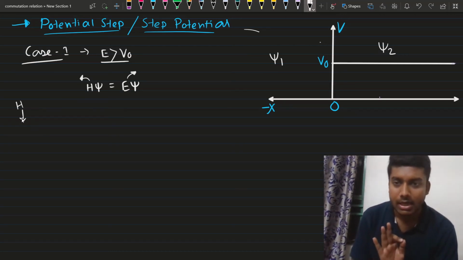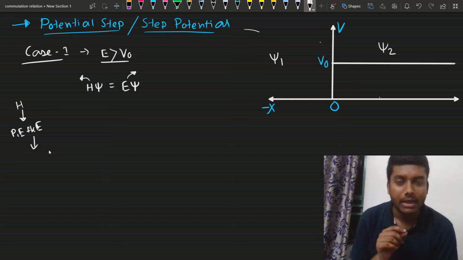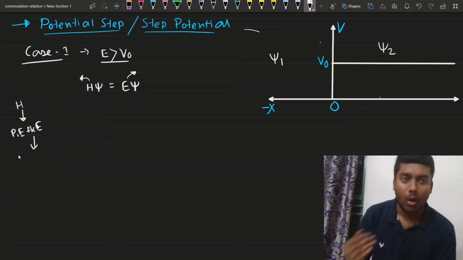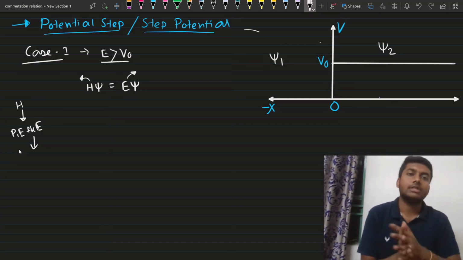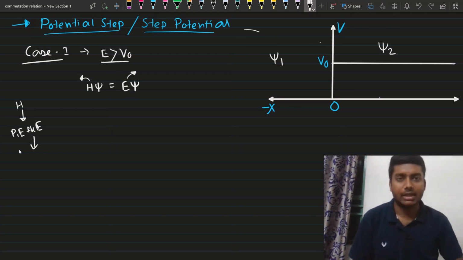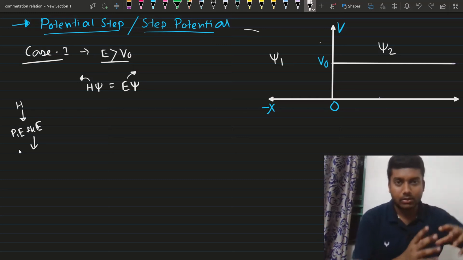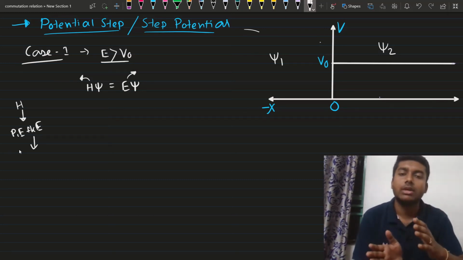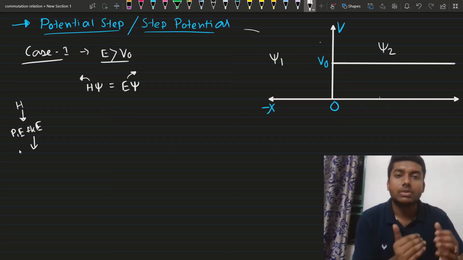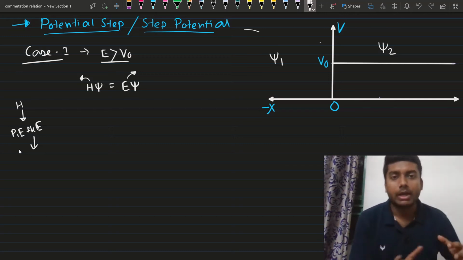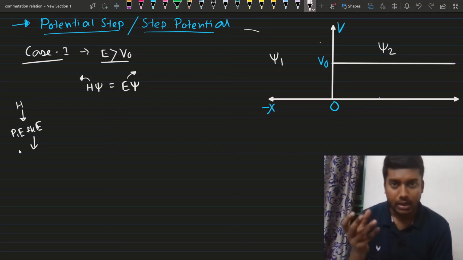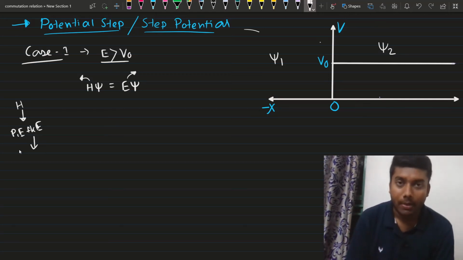Hamiltonian means the total energy of the system, that is, potential energy plus kinetic energy. Now the kinetic energy in quantum mechanics is represented with operators. All the physical quantities in quantum mechanics, like the kinetic energy, the momentum, the position, are expressed with operators. There are corresponding operators in quantum mechanics, and we deal with the operators.